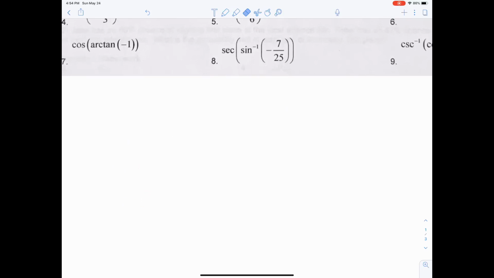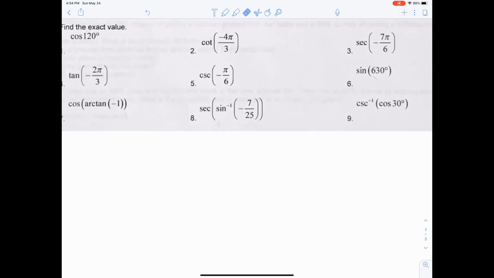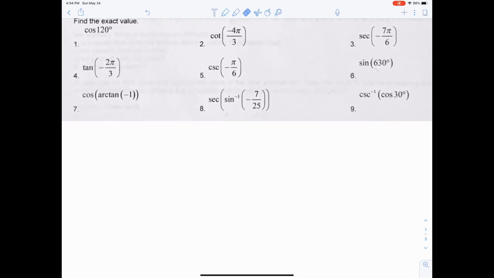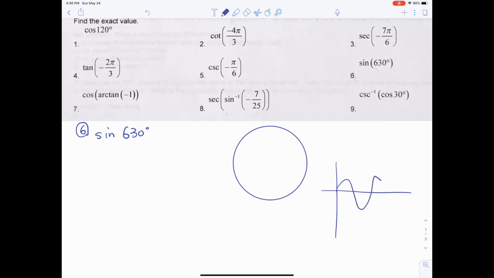Good. Question number 6. Sine of 630 degrees. Let's do a unit circle. First, 630 degrees. We make it within one period, because later on it will be just repeating. We do not want to see so much repeating.